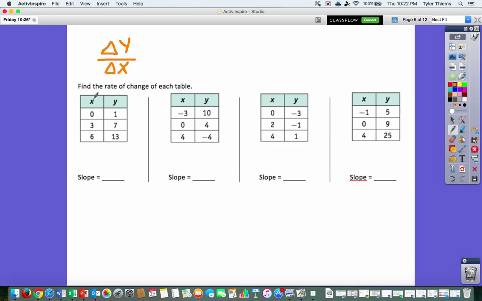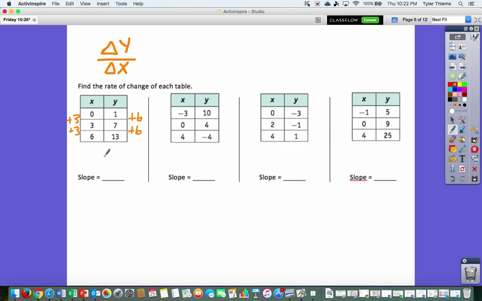Okay, so let's do the change in the y first. Notice it goes from 1 to 7. That's an increase of plus 6. It goes from 7 to 13. That's also an increase of plus 6. And the x values, it goes from 0 to 3 and 3 to 6. So both of them are a change of 3.